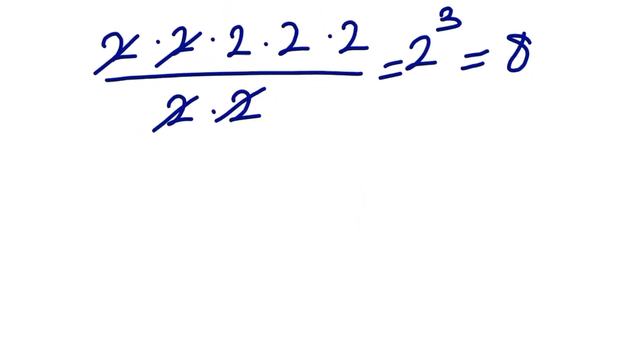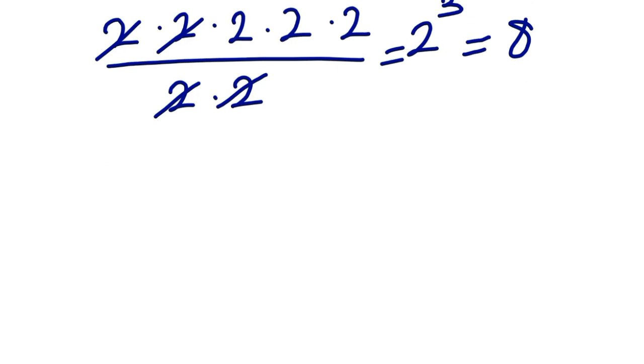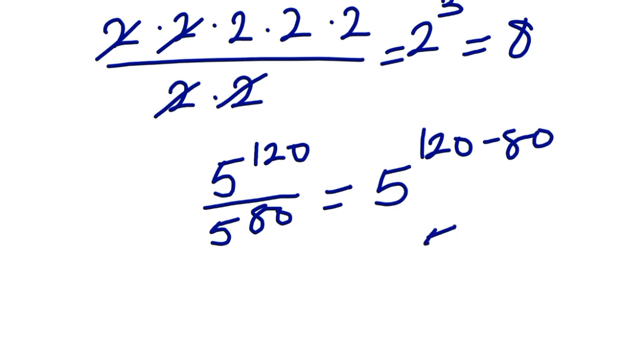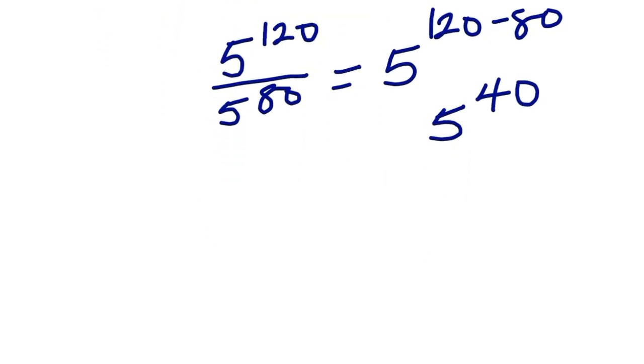Now let's solve this other question. When you have 5 raised to the power of 120 all over 5 raised to the power of 80. Now when we apply that law, we're left with 5 raised to the power of 120 minus 80. So it is going to give us 5 raised to the power of 40. Now let's move to the other law.